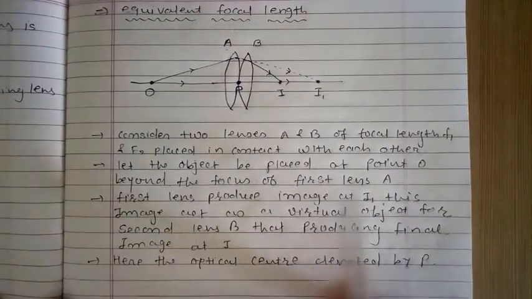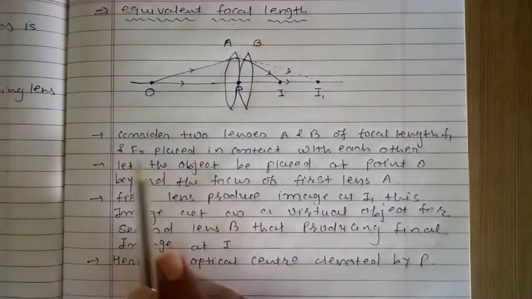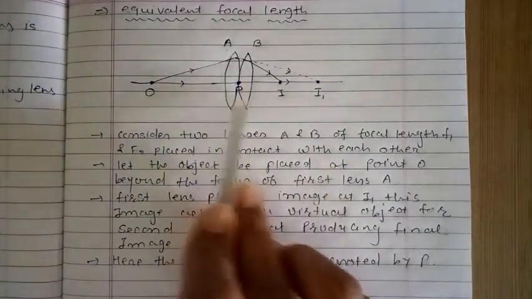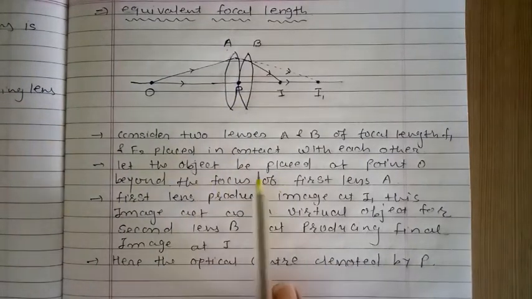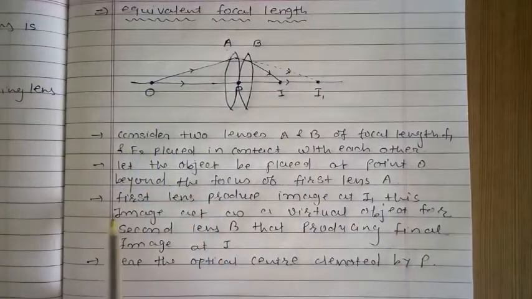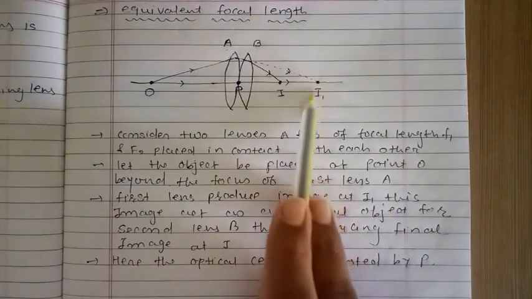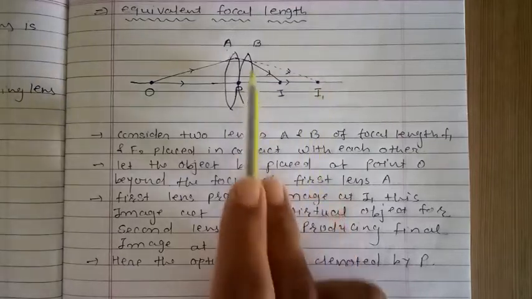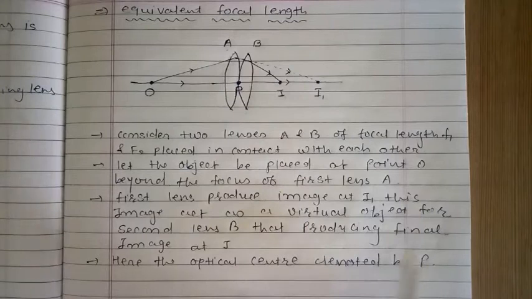Now see, consider the two lenses A and B of focal lengths f1 and f2 placed in contact with each other. You can see in this figure, right? Let the object be placed at point O, you can see, beyond the focus of the first lens. The first lens produces an image at I1. This image acts as a virtual object for the second lens, which produces the final image I. And here the optical center is denoted by point P.